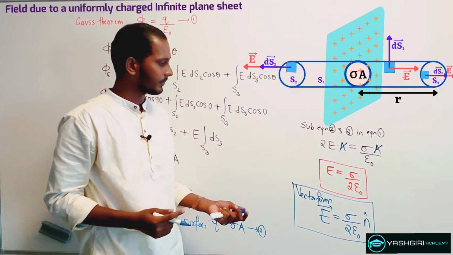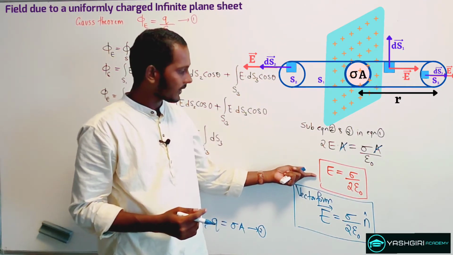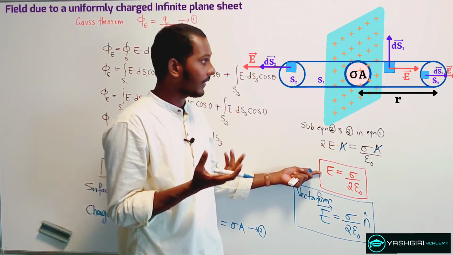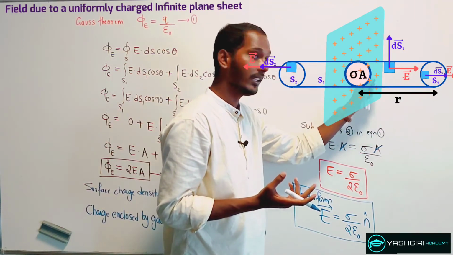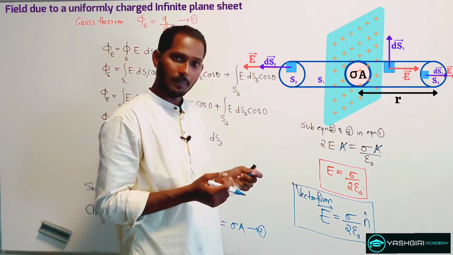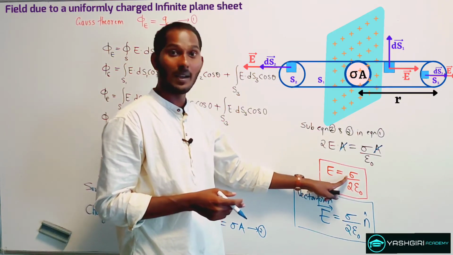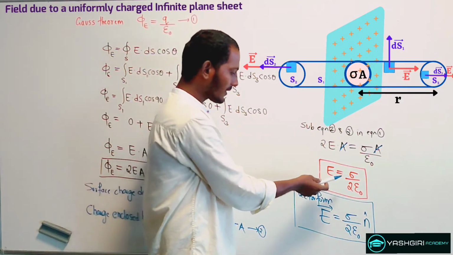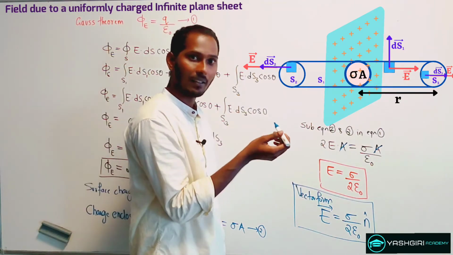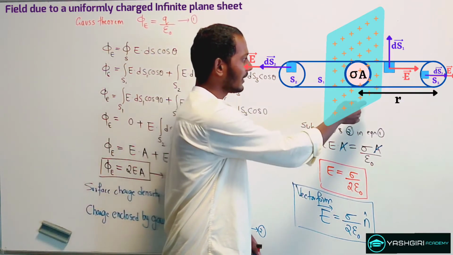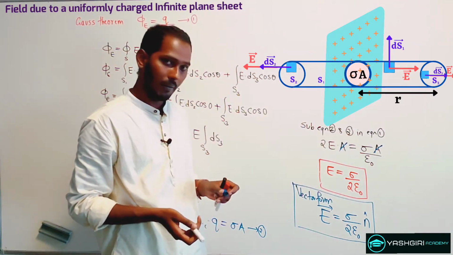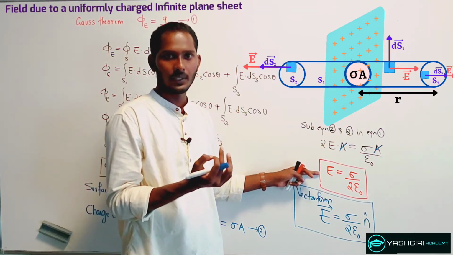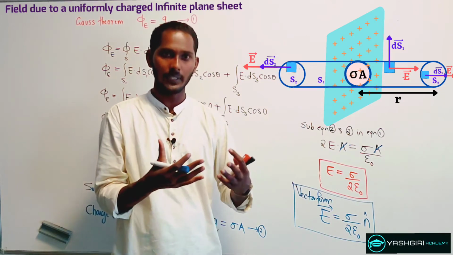Now, when I see this equation, what I can say is that here the electric field is independent of r, which is the distance from this thin planar sheet. The next thing is that if sigma is positive, in that case the electric field lines will be pointing outward, and if sigma is negative, in that case the electric field lines will be pointing towards this thin planar sheet. So that is about the direction. So this is the equation to calculate the electric field in the space surrounding a thin infinite plane sheet.